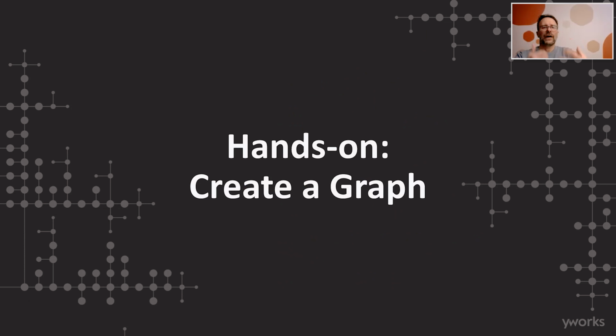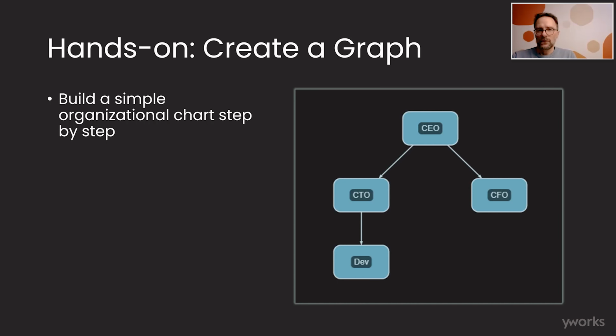Okay, now finally, let's get our hands on and see how we create a graph. It's actually a lot easier than the stuff that we talked about already. So in this very simple example, I'm going to build a graph like this. So it's just a few nodes and an edge and a label, and that's it. So how do we do that?